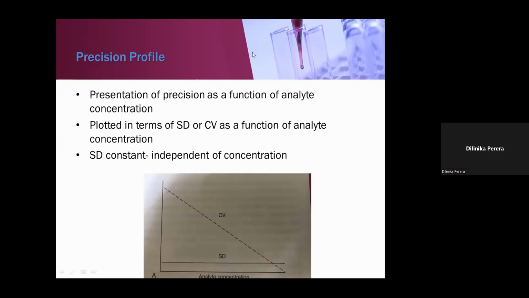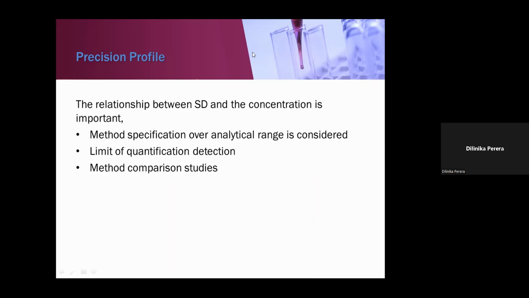One other term is the precision profile. The precision profile is the presentation of precision as a function of analyte concentration. You can see this chart, where analyte concentration is plotted, and you can see the standard deviation and the CV. SD is constant in this scenario and independent of the concentration. Even though the analyte concentration is coming up, the SD is constant, but the CV is changing.